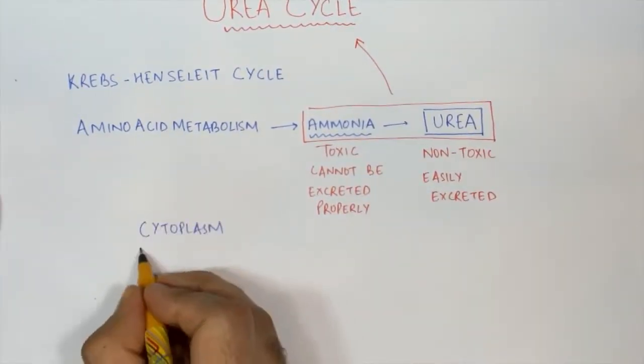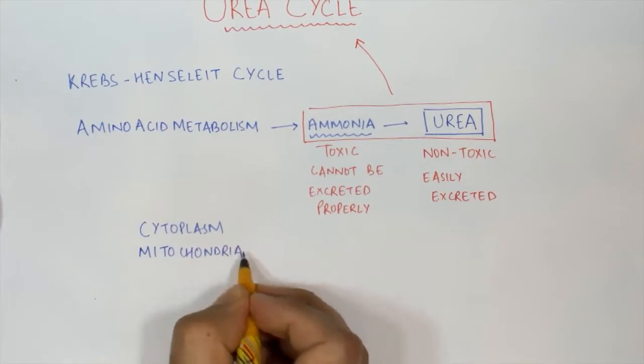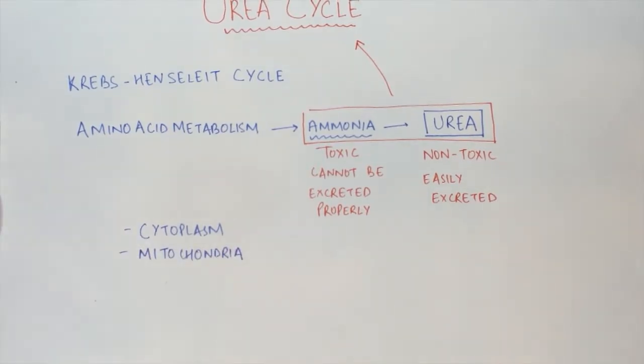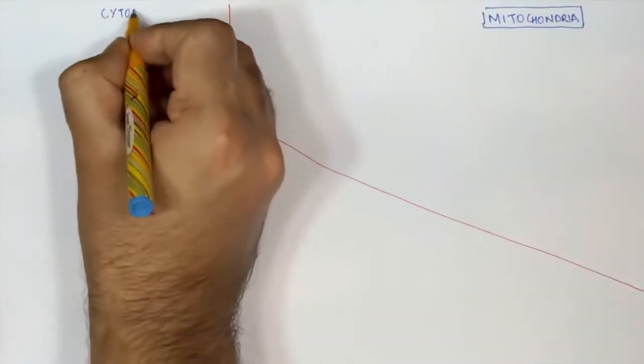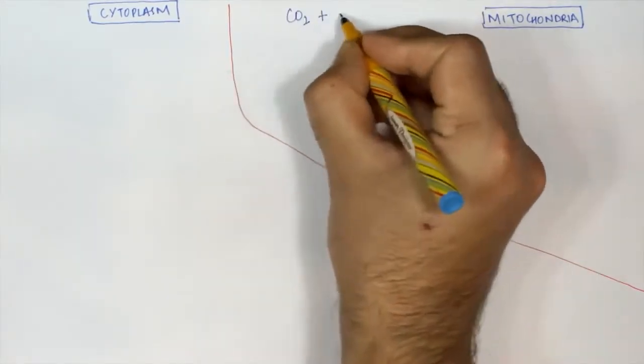A part of the urea cycle takes place in the cytoplasm and part of it takes place in the mitochondria. Now let's suppose this part of the cell is the mitochondria and this part of the cell is the cytoplasm. The urea cycle actually begins inside the mitochondria.